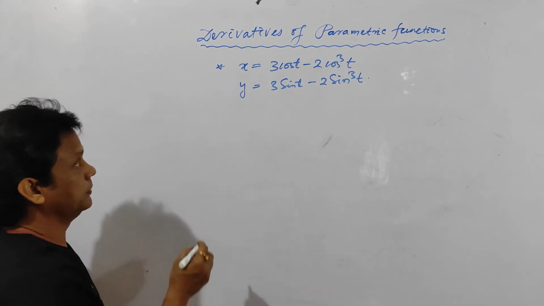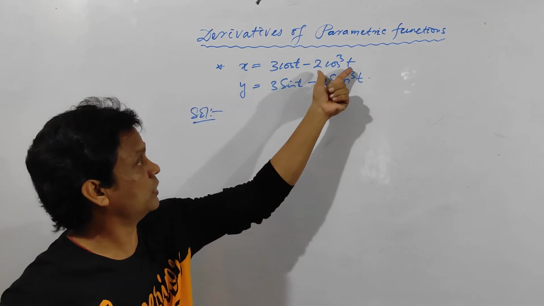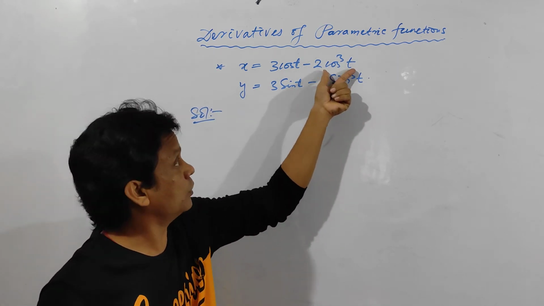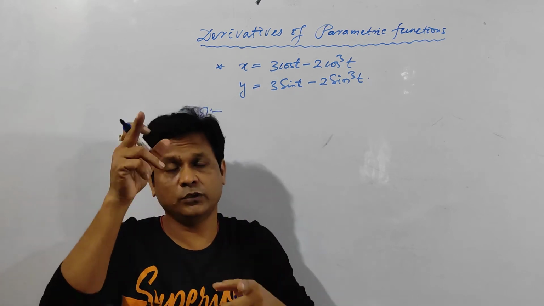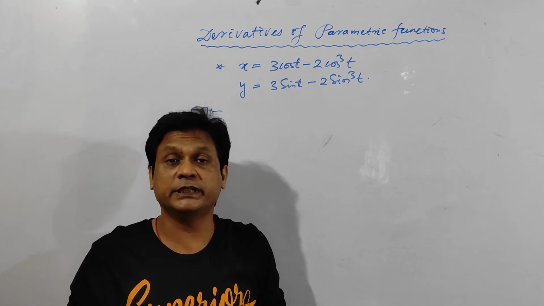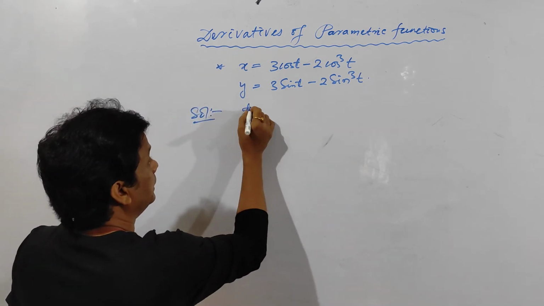See, another question. This one. X is equal to 3 cos t minus 2 cos cube t. And y is equal to 3 sin t minus 2 sin cube t. And cos cube t can be written as cos t whole cube. And similarly sin cube t can be written as sin t whole cube. That means it is in the form of u to the power n. Here, see here, dx by dt.